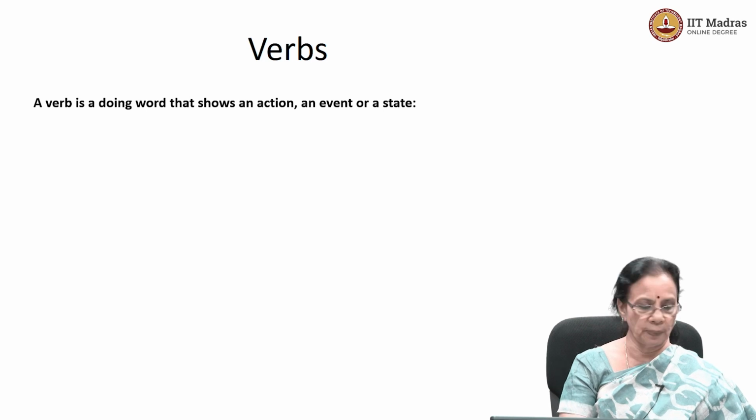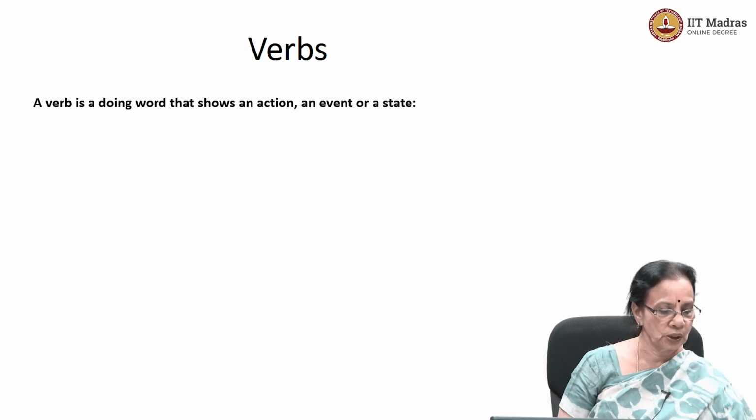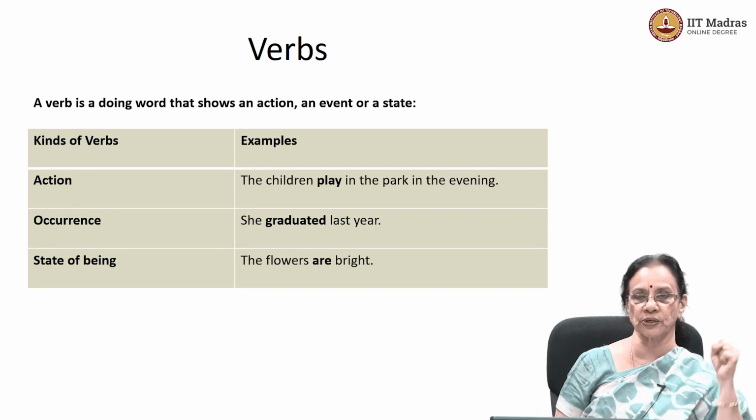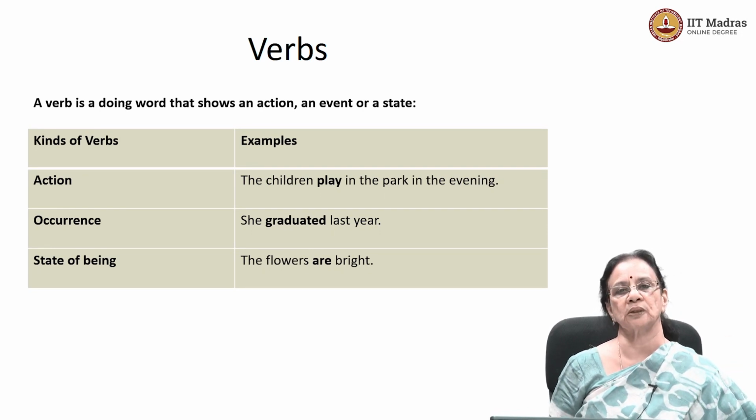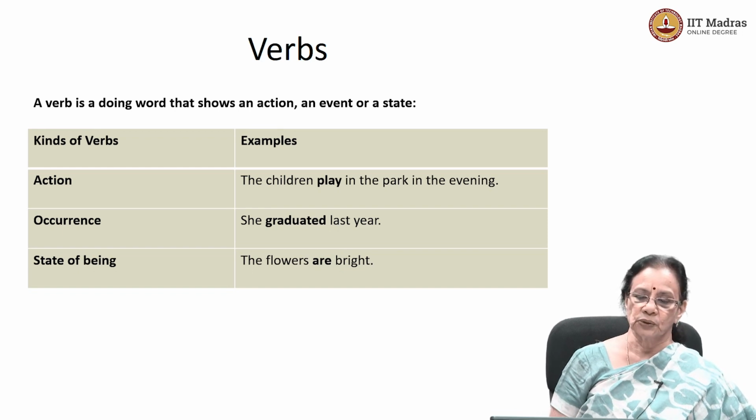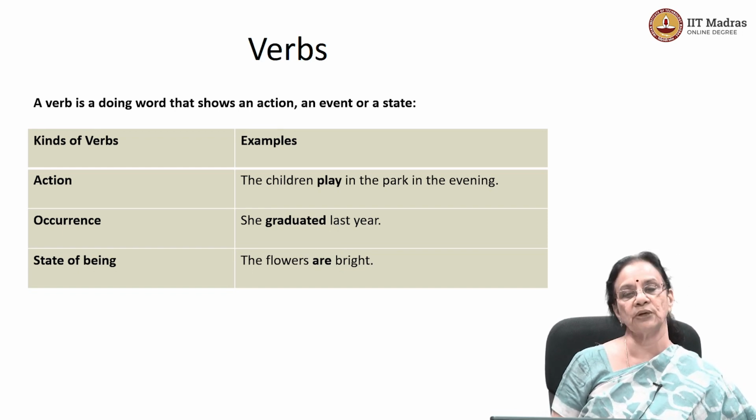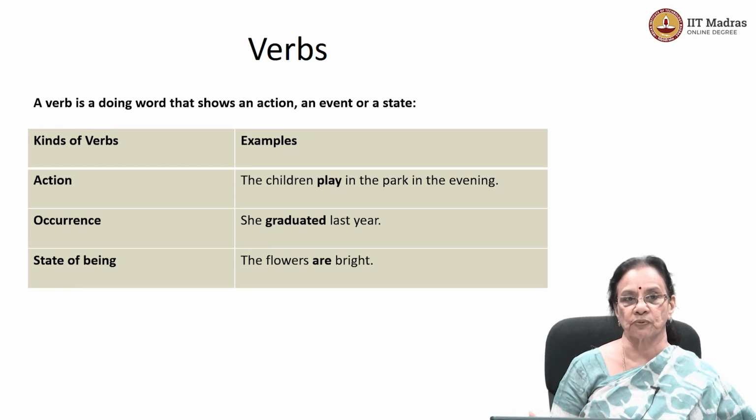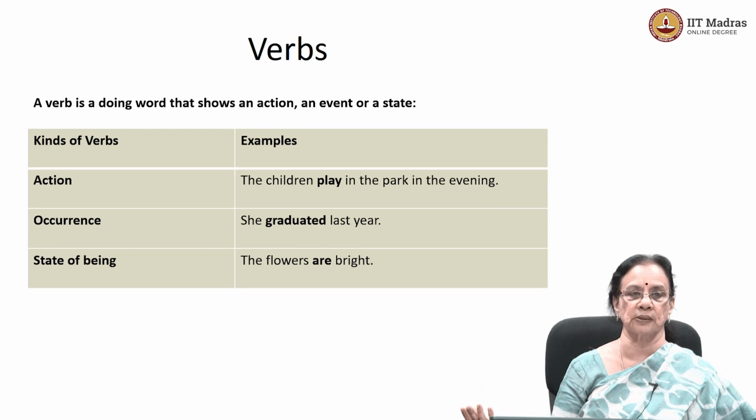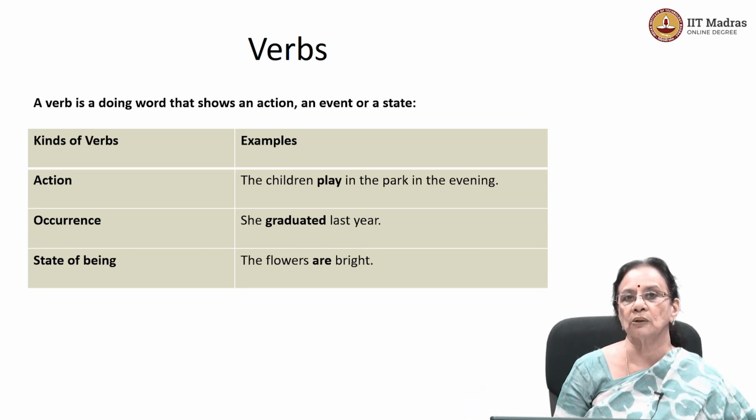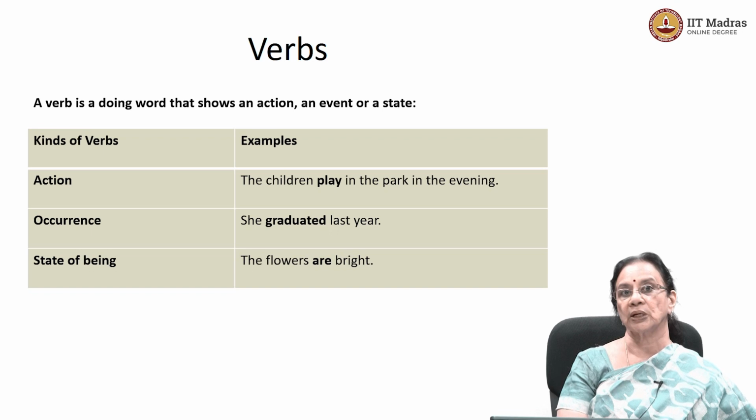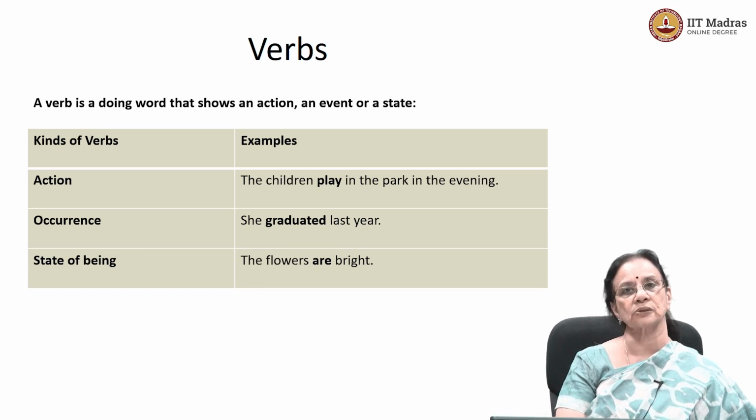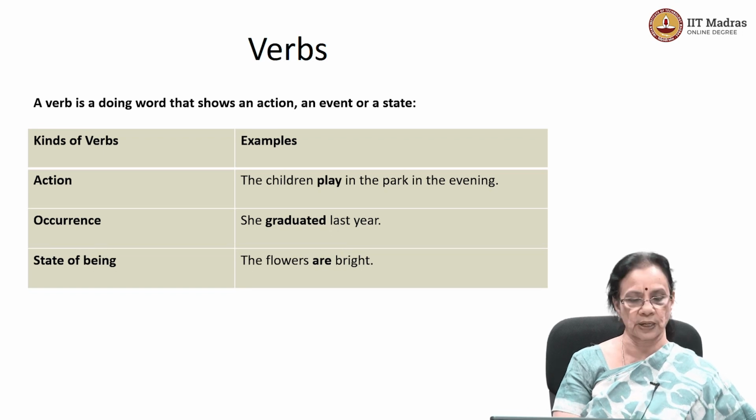Verbs can also be classified into three categories. For example, there are action words. What is an action word? Look at the example here. The children play in the park in the evening. Now, play is an action. Like jump: they jumped on the bed, or she ran quickly, or she cut the vegetables. They are all actions. So whenever there is an action that is happening, we call them an action verb.